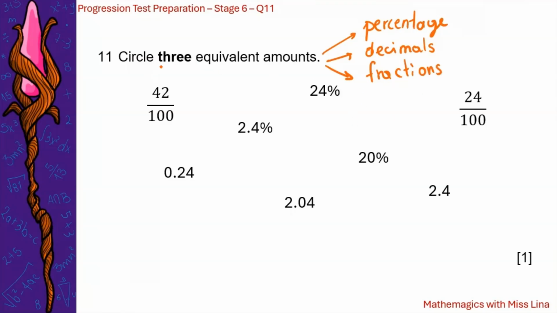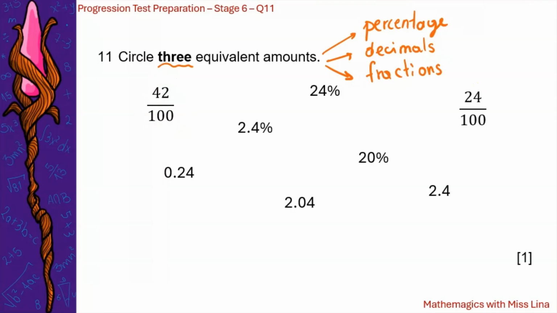Since it says to circle three equivalent amounts, that means we need to find a percentage, a decimal, and a fraction that are equivalent. There are just two fractions, this one and this one. The first one is 42 over 100. None of the percentages or decimals has the numbers in that order, 42. So we can take this one away. This one is not going to work.